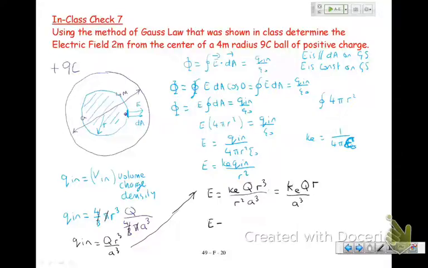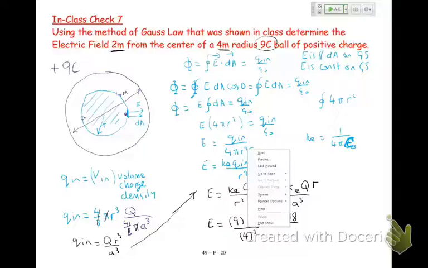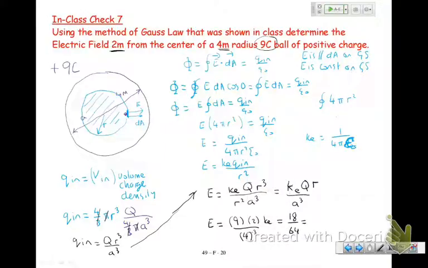So if I look at my question, I can leave KE alone. I didn't have an answer for this, so in a test, I would leave KE alone. My charge is 9 positive. My R, which is my Gaussian surface, is 2 meters from the center. My A, which is the radius of the ball, is 4 cubed, times KE, which equals 18 over, not 16, 64. Is that right? Or is it 48? 64. 9 over something, KE. What does that equal?